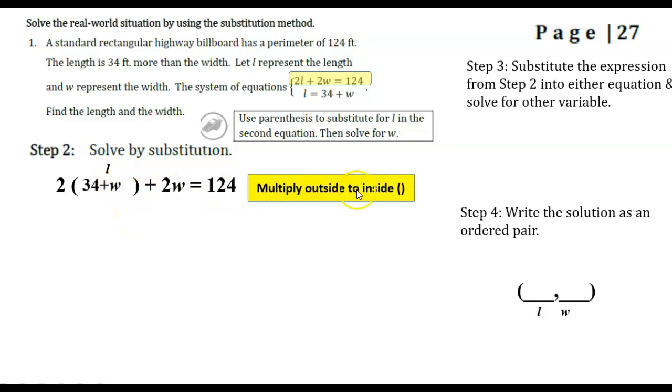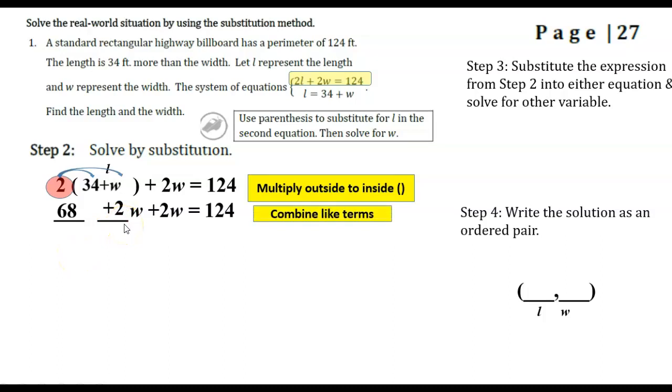We're going to multiply the outside number, in this case 2, to what's inside. So that would be 2 times 34 and 2 times W. And unpause. Hopefully you got 68 and 2W. Alright, let's go ahead and combine like terms and take a moment and work that out. And unpause. Hopefully you got that to be 4W. Notice how I bring everything down from the previous step. Make sure you're doing that.